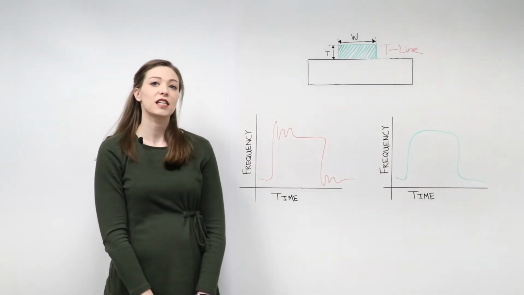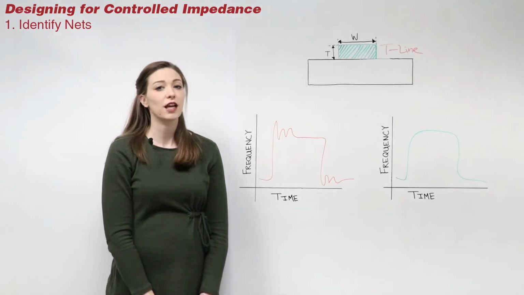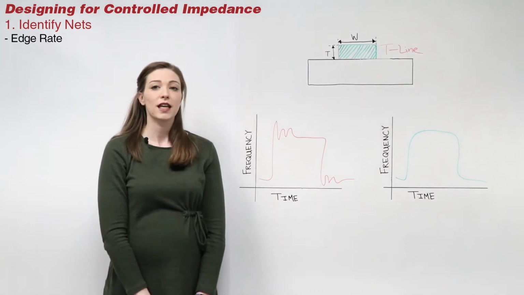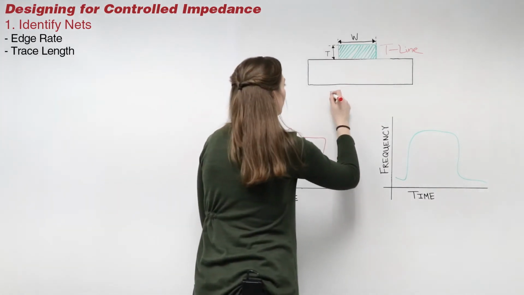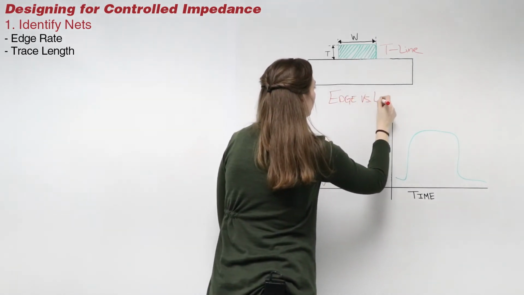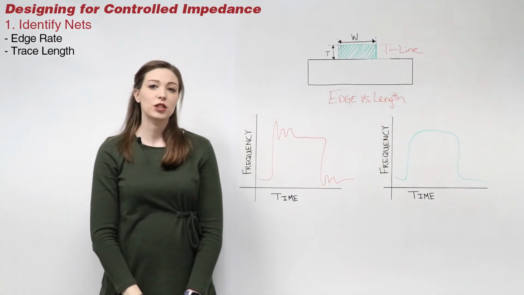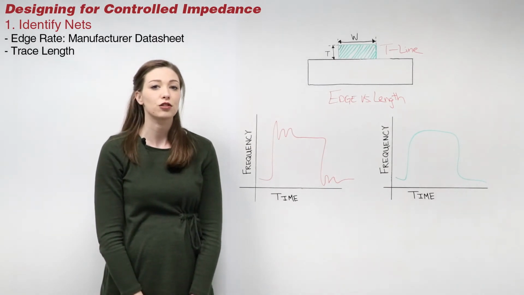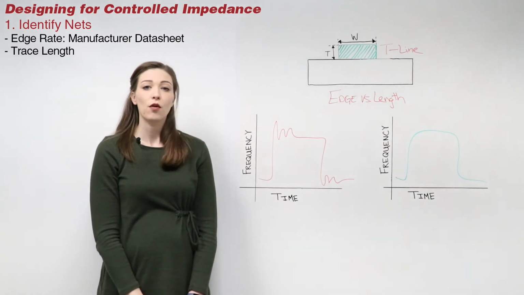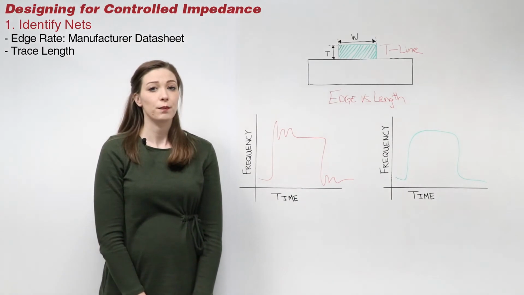The first step in successfully designing with impedance control is to identify the nets with potential signal integrity issues. To determine which nets are the critical nets in your design, take a look at the edge rate versus the trace length. Edge rate and switching information can be found in the manufacturer's data sheets. If the source can complete the edge transition before the signal reaches the load, the corresponding trace could be problematic.